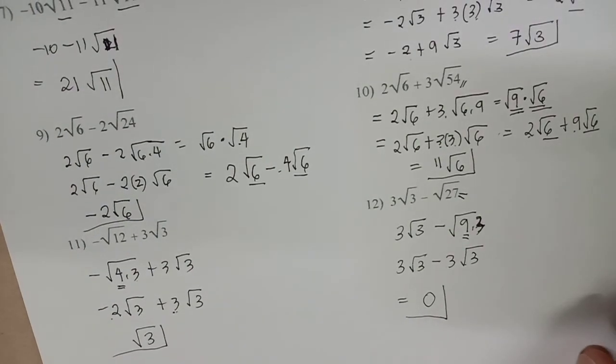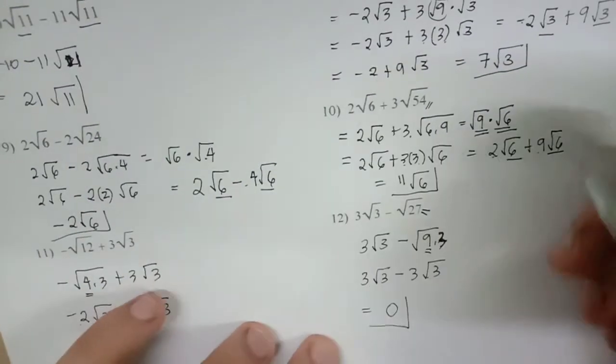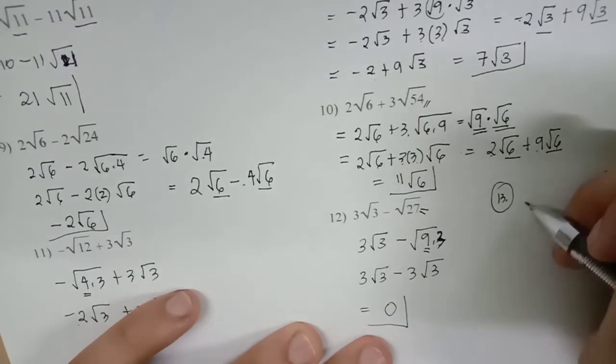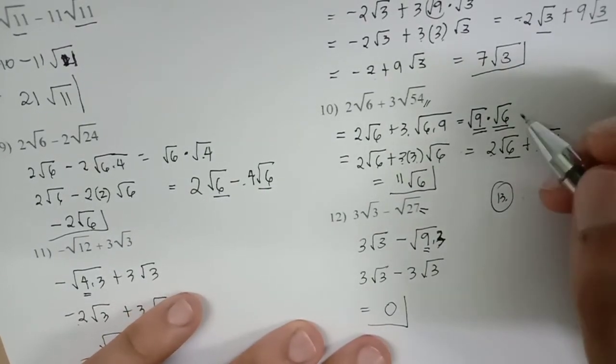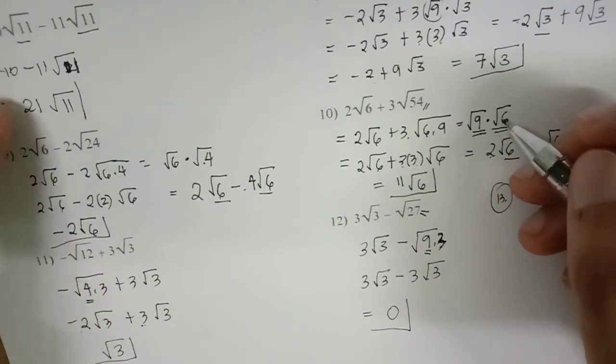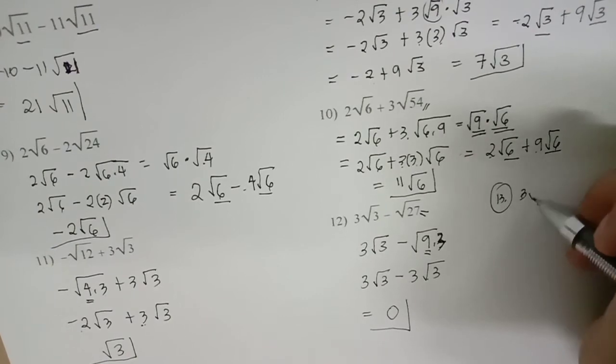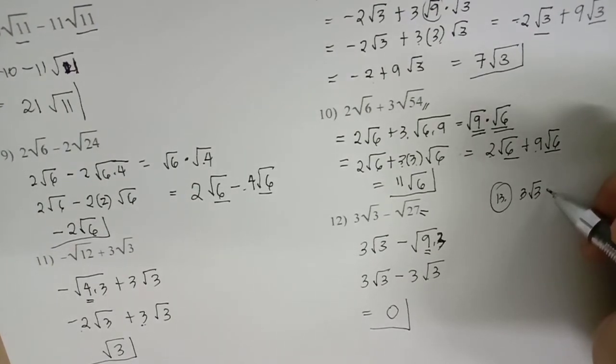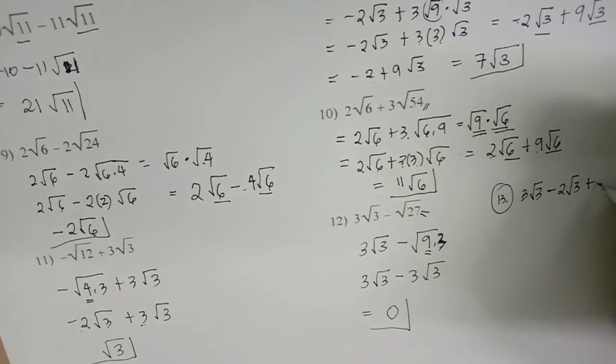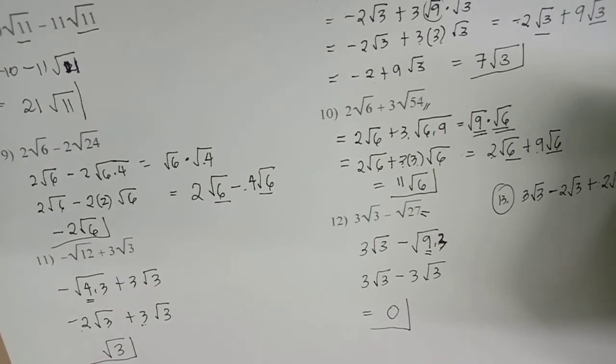Then again, paano po kung magkakaroon tayo ng ganitong example? Kunyari, pagsamahin ko lang ang merong parehas. Okay, so, kunyari, meron tayong 3 square root of 3 minus 2 square root of 3 plus 2 square root of 2. Okay? And plus 9 square root of 2.